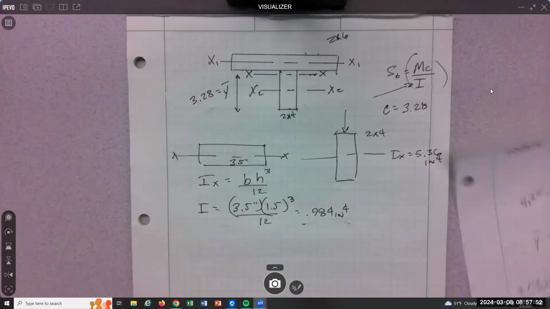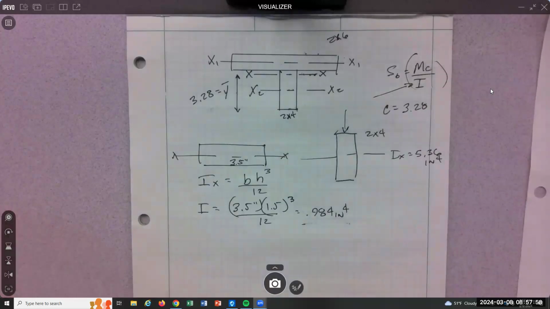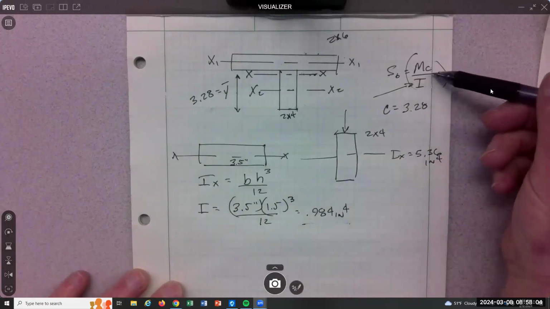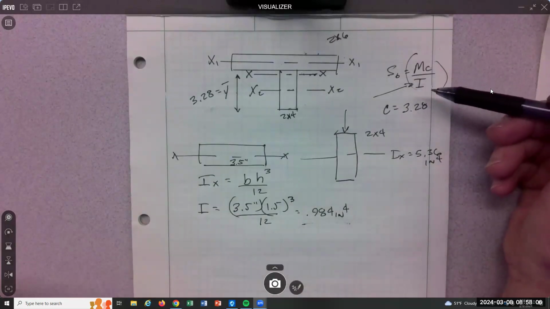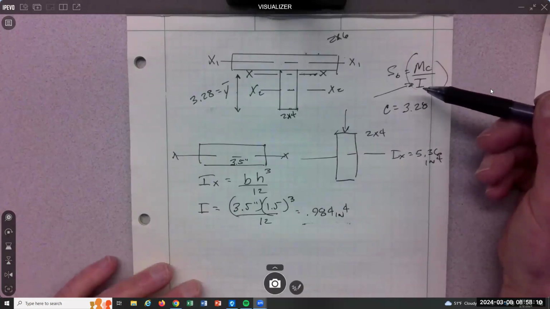Same with twist. Inertia's in twist. If I take the paper and try to twist it, it twists really easily. It has no resistance to anything. But this number is in all of our stress equations, so we have to look at the cross section. That matters. That makes sense?